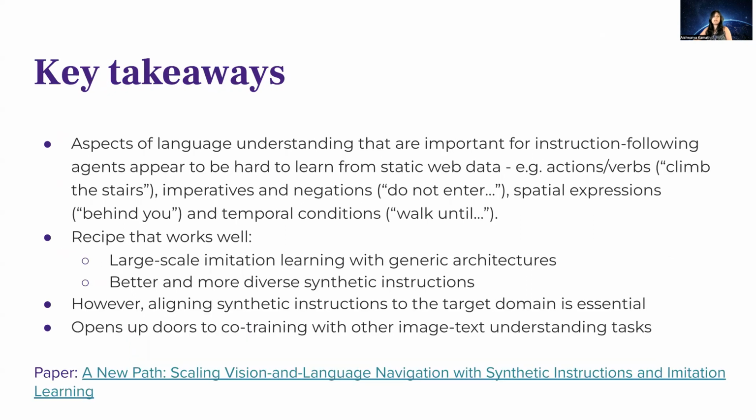Key takeaways are that aspects of language understanding that are important for instruction following agents appear hard to learn from static web data. A recipe that does work well is large-scale imitation learning with generic architectures and better and more diverse synthetic instructions. It opens up the door for co-training with other image-text understanding tasks.